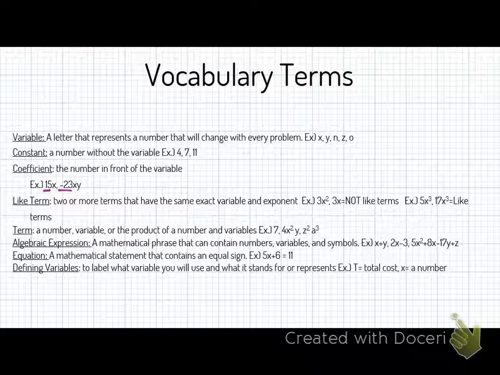We have equation, which is a math statement that contains an equal sign, and then defining variables we're going to talk about later this week. But those are all math words and terms. Anyone have questions on these? Raise your hand if you've heard of these before. Okay, good. All right, so I'm not going to spend a lot of time here. Okay.